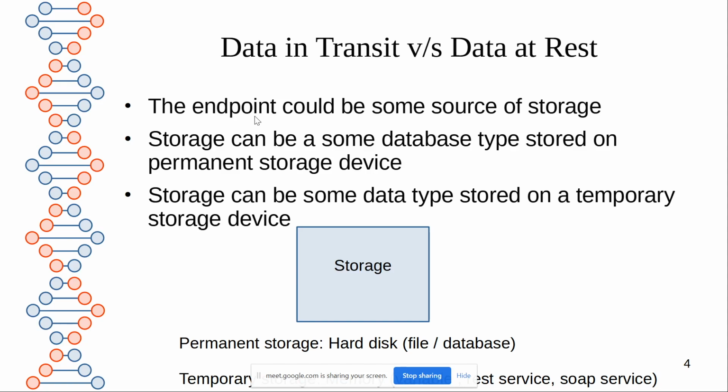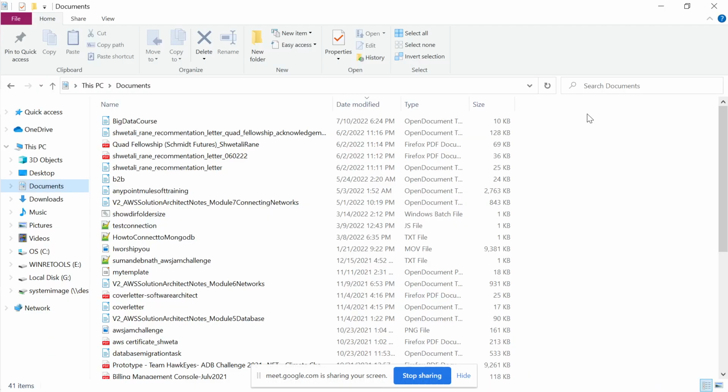So the endpoint, remember this word is a key word. Endpoint means the starting point or end point, we say. So it can be a source endpoint or starting endpoint. So the endpoint could be some source of storage. Storage means a hard disk, right? So that is your endpoint. For example, these files that you're seeing, what is the storage over here? This data is resting on an endpoint which is called hard disk.